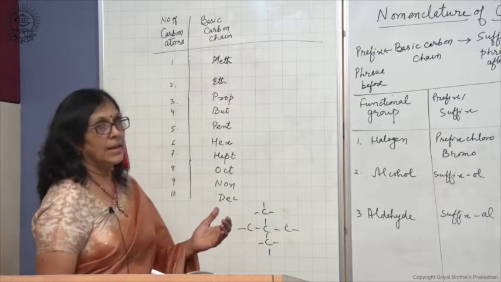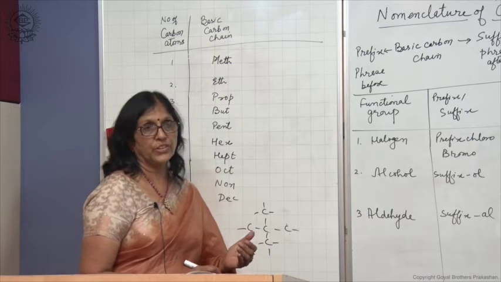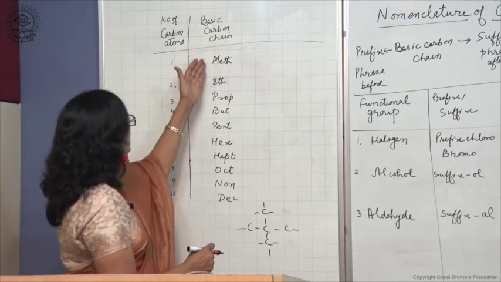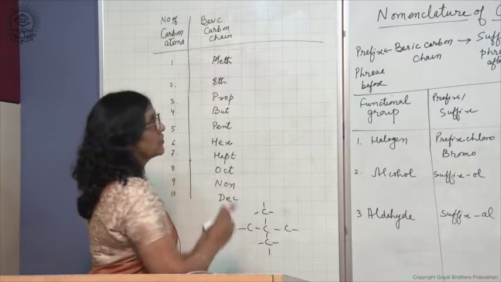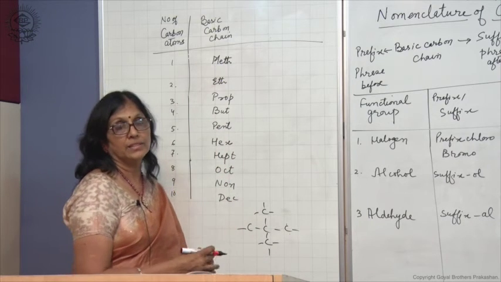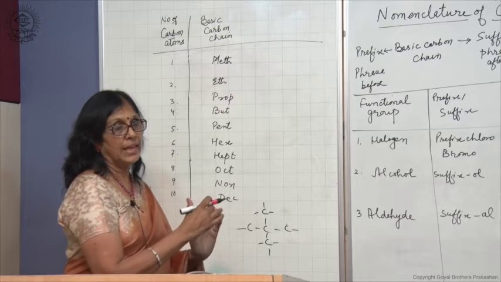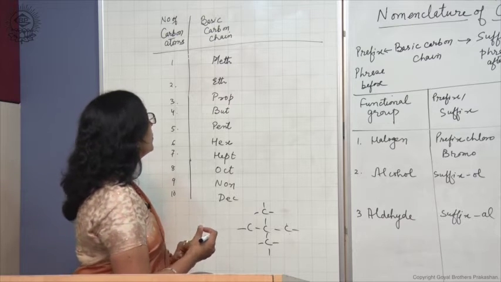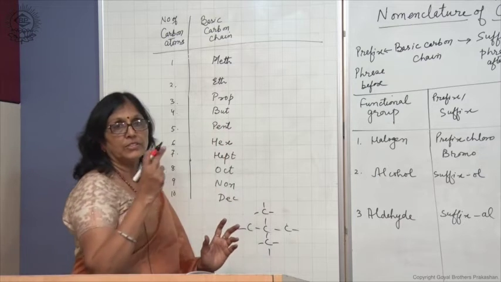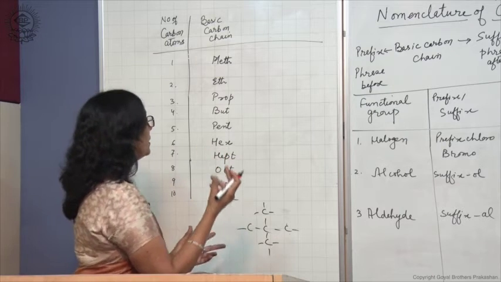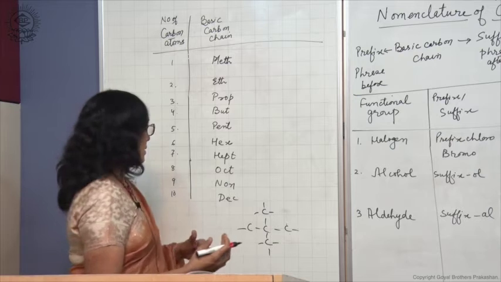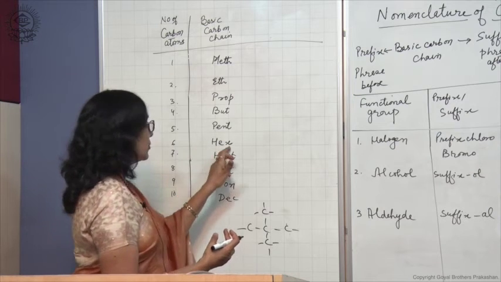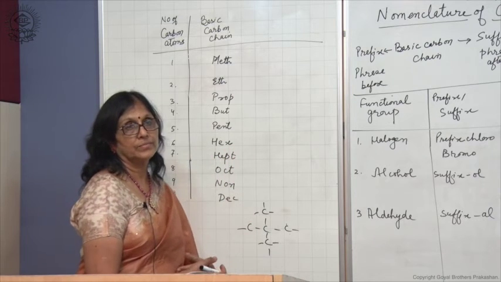In the alkane homologous series, this basic carbon chain structure is followed by "ane". Alkanes: "ane" will be written. So, in the alkane series, if there is one carbon atom, it will be methane. If there are 2 carbon atoms, it will be ethane. Similarly, if there are 6 carbon atoms, it will be hexane.